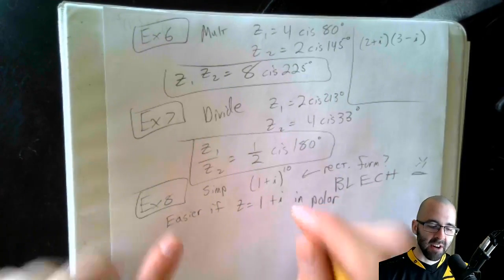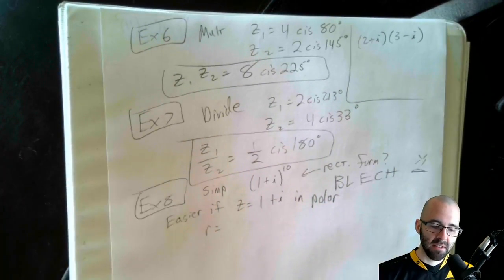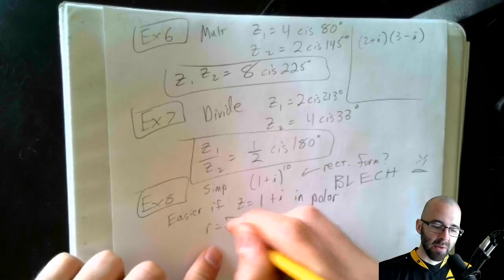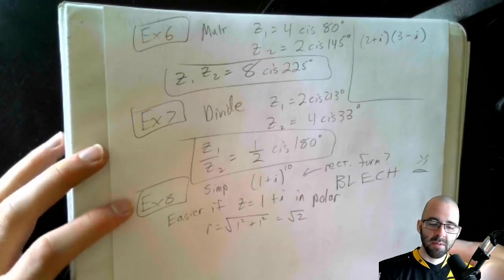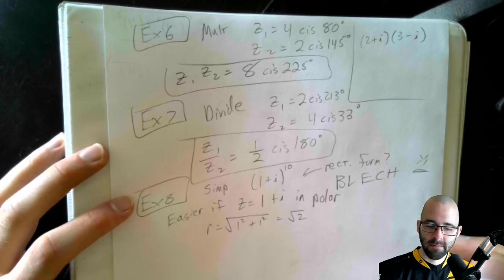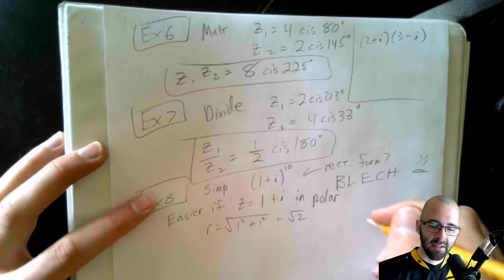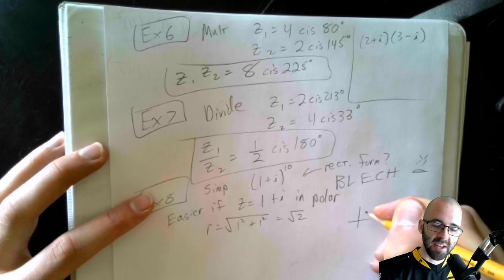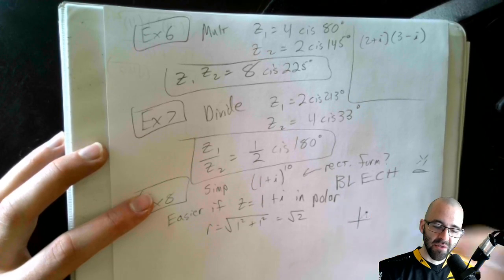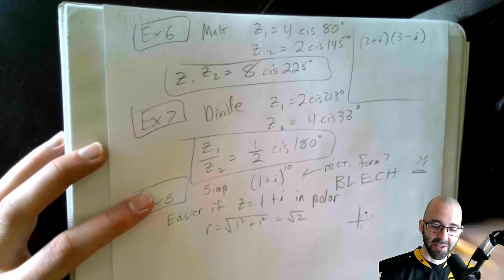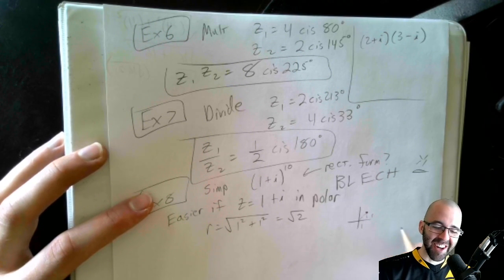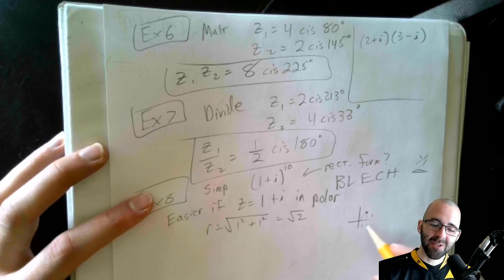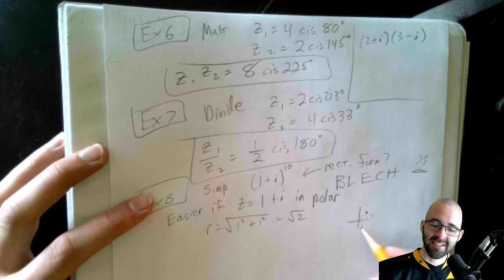So again, we need to find r, the modulus. Square root of 1 squared plus 1 squared. Square root of 2. We need to find theta. 1 plus i is right here. I just drew the world's smallest triangle, so I apologize. You probably can't see this. This is the smallest triangle I've ever seen in my life. That's a lie, but it's pretty small. Again, it's 45 degrees, right? These two sides are the same.